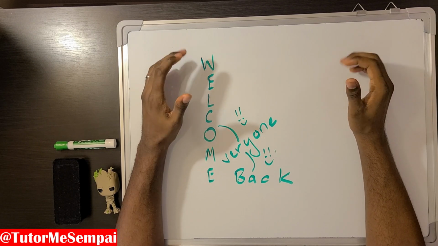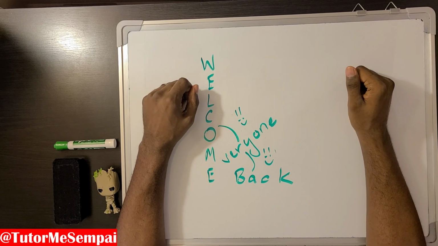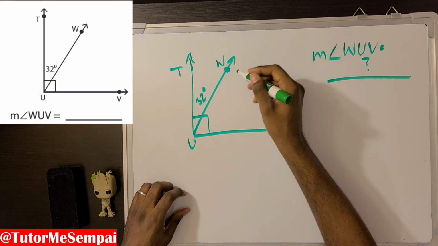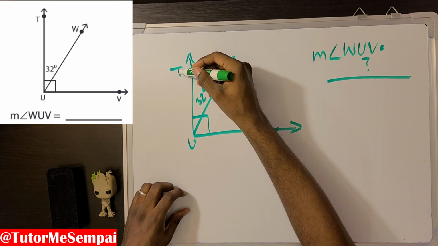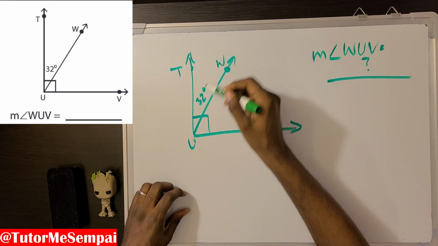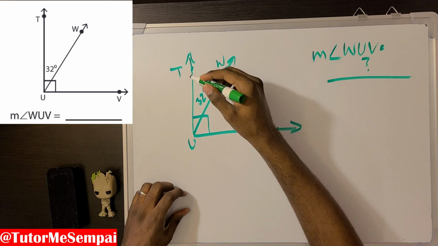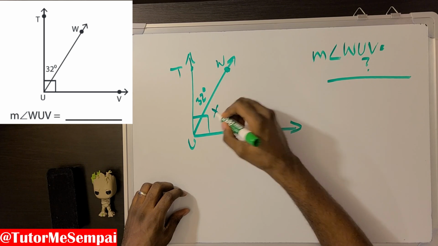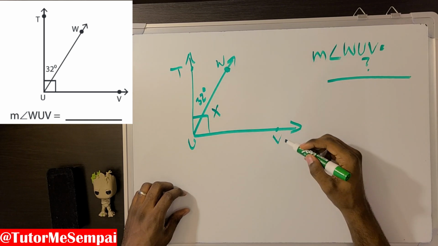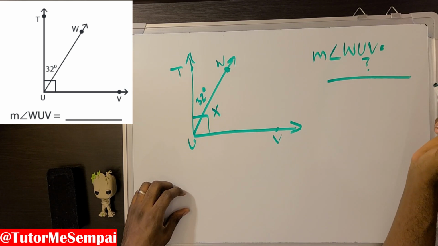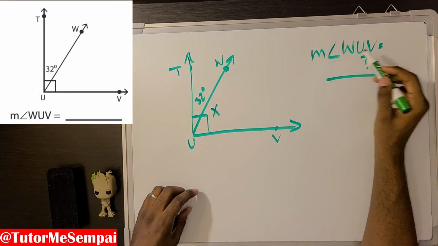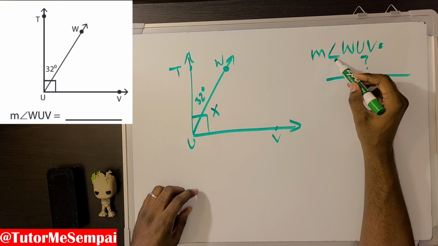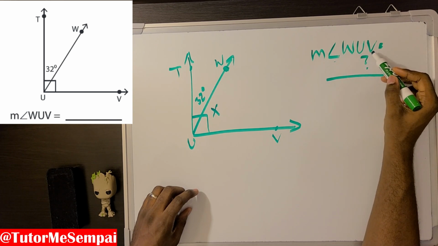Alright, without further ado, let's jump into our question for today. So our question for today has this right angle that's separated into two different angles, TUW and WUV. Now we know that TUW is 32 degrees, but we don't know what WUV is. That is what we're trying to find today. If you're unsure what this notation means, this simply says find the measure of angle WUV.